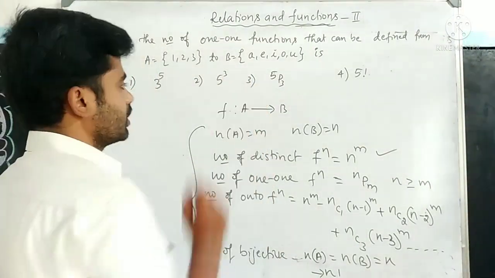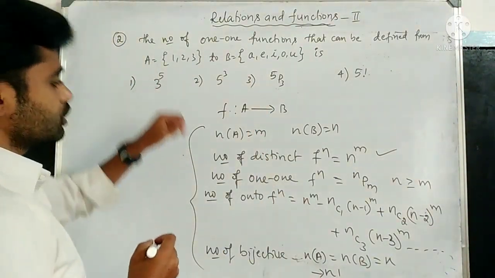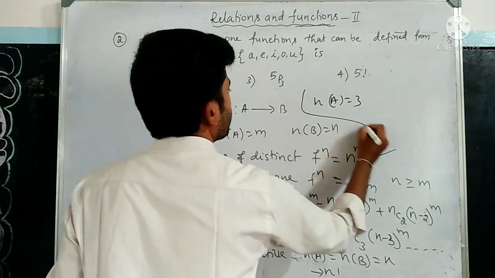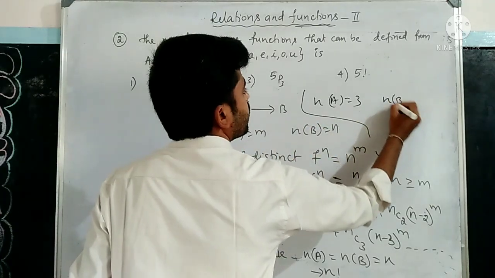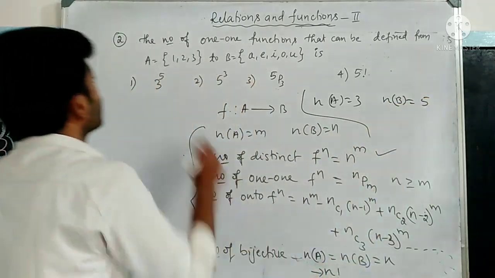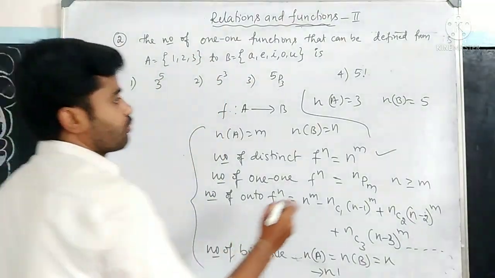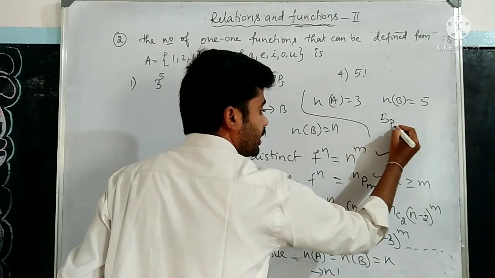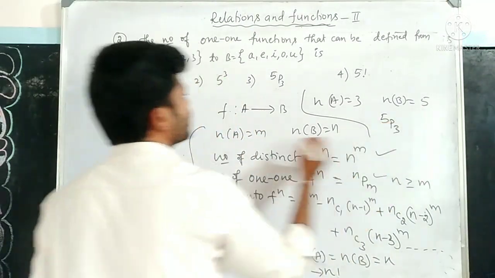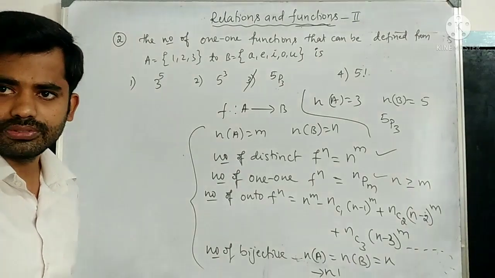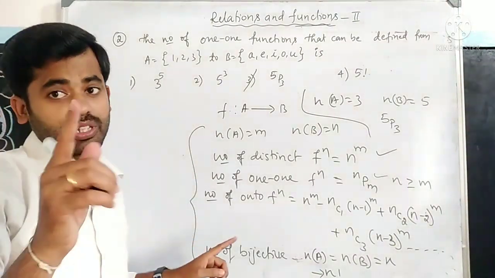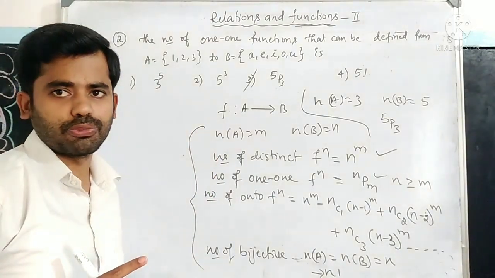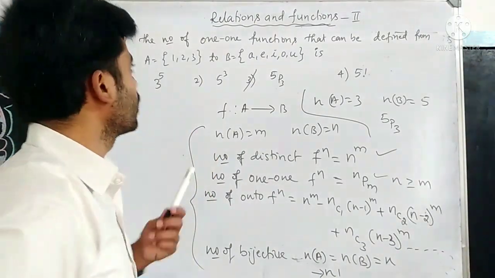Now let me do this one. According to that, n(A) is 3, then n(B) is 5. Then what are they asking? The number of one-one functions. What is a one-one function? This is 5P3. 5P3. Which option? That one. Understand? This is very important. Now I guess one question will come on the basis of these 4. Okay, let me move on to the next problem.